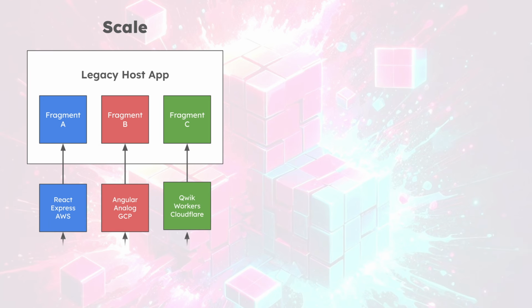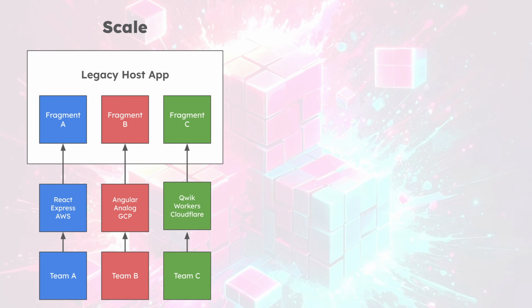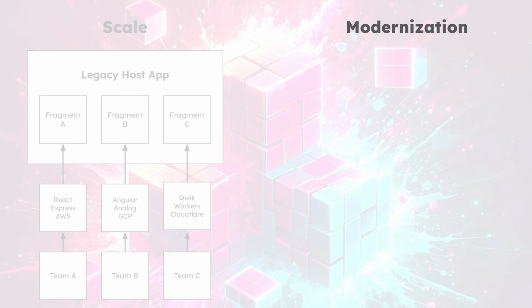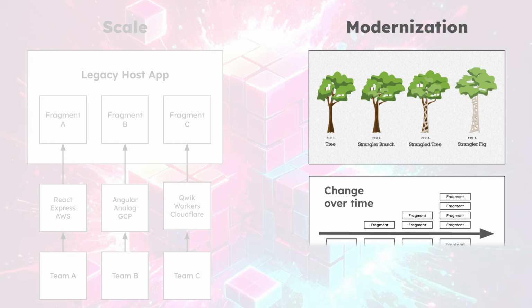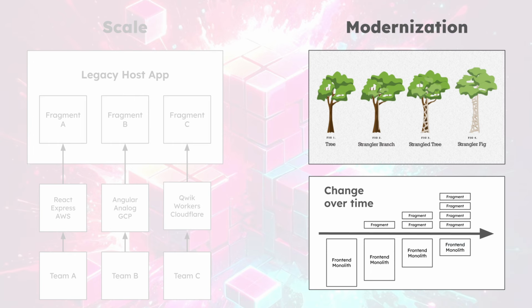Why should you use Web Fragments? Two reasons. First is scale. In a monolith, a minor change can break the entire application. Web Fragments prevent this. Teams can work independently, deploying their own fragments without fear of taking down the host. Second is modernization. This is the strangler fig pattern brought to life. You don't have to rewrite your 10-year-old monolith from scratch. You can replace it route by route or even component by component, modernizing your stack while keeping the business running.